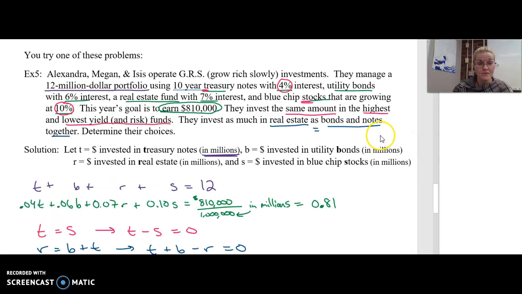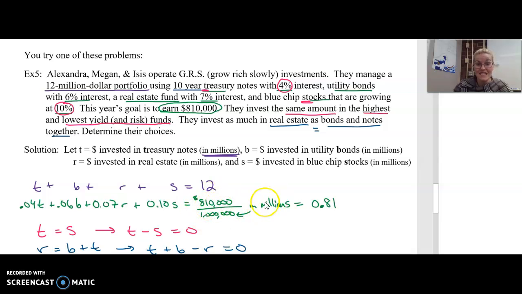All right, so for most problems, the hardest part is just setting up all the equations. Again, we've got 4 unknowns, so we're going to need 4 equations. The first few are kind of easy. $12 million portfolio. So however much they invest in treasury notes, in bonds, in real estate, and in the stocks should all add up to 12 because we're going to measure things in terms of millions. So if they want to earn this much profit, well, 4% of the treasury plus 6% of the bonds plus 7% of the real estate fund plus 10% of the stock should equal $810,000.